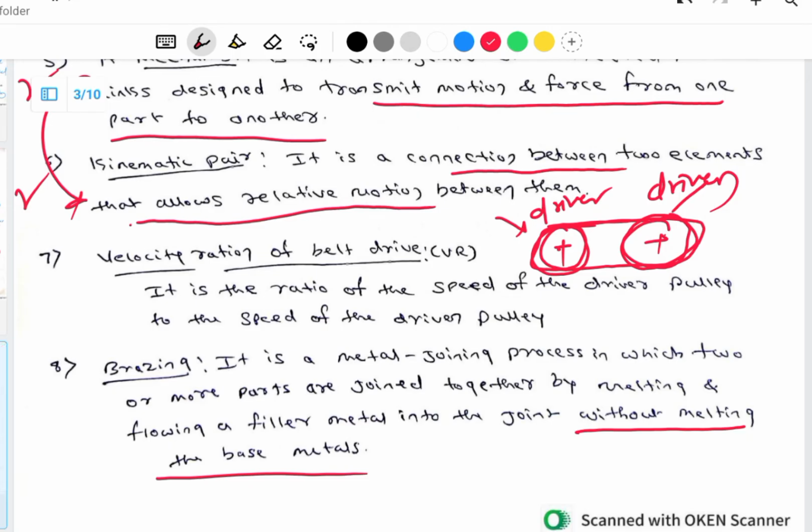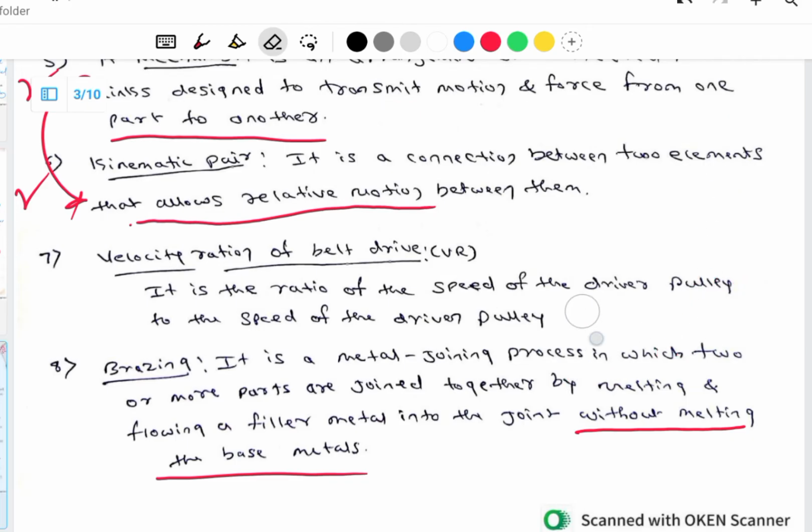Pulley. So we will call this one as a driver, D1, and this as the driven, D2. The ratio of these two, D1 by D2, should be equal to N2 by N1. This ratio is called the ratio of driver pulley and driven pulley. So in technical words you can write: the ratio of the speed of the driver pulley and the speed of the driven pulley is called the velocity ratio of a belt drive.